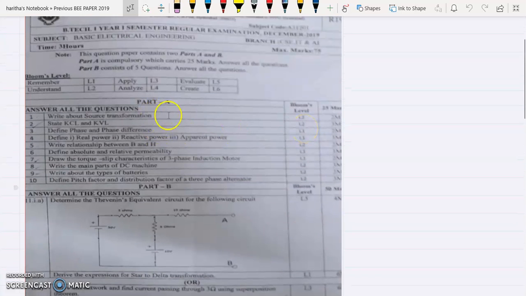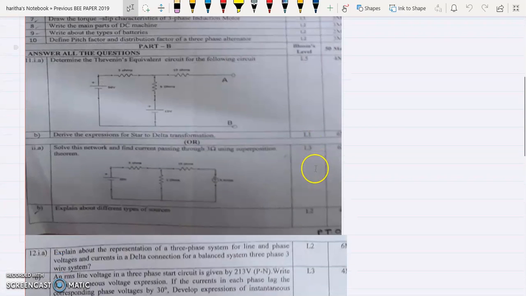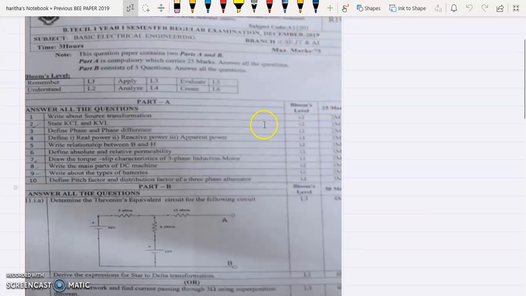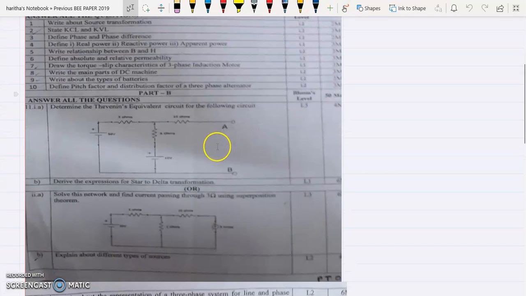So it consists of part A and part B. In part A, you have to write all the questions. There is no choice. So total 10 questions will be there. So you have to attempt all the 10 questions. Each question carries 2 marks, and some questions carry 3 marks also. So part A comprises 25 marks, and part B is for 50 marks.